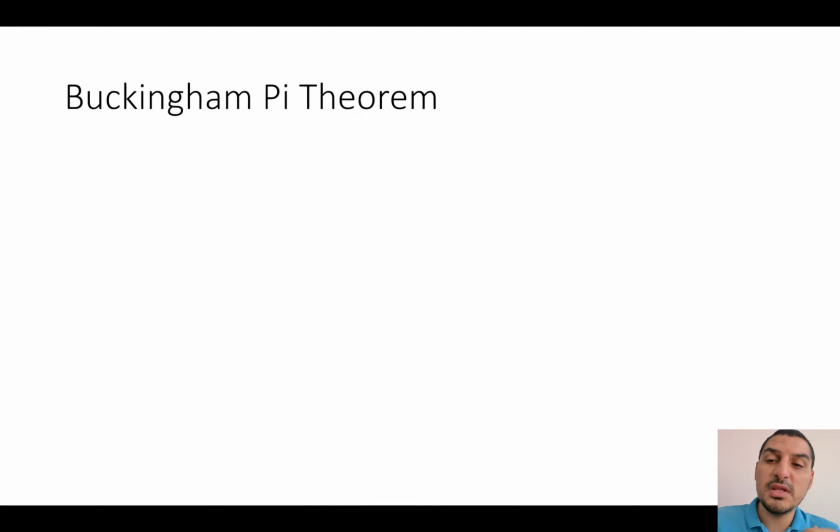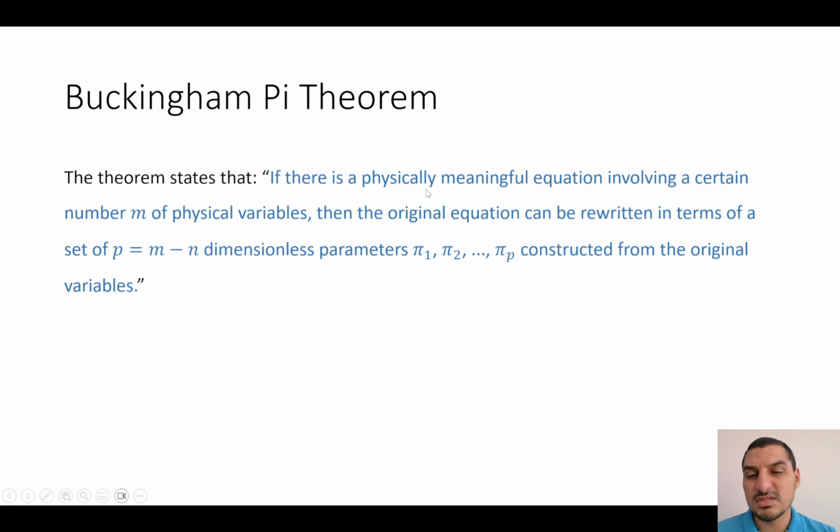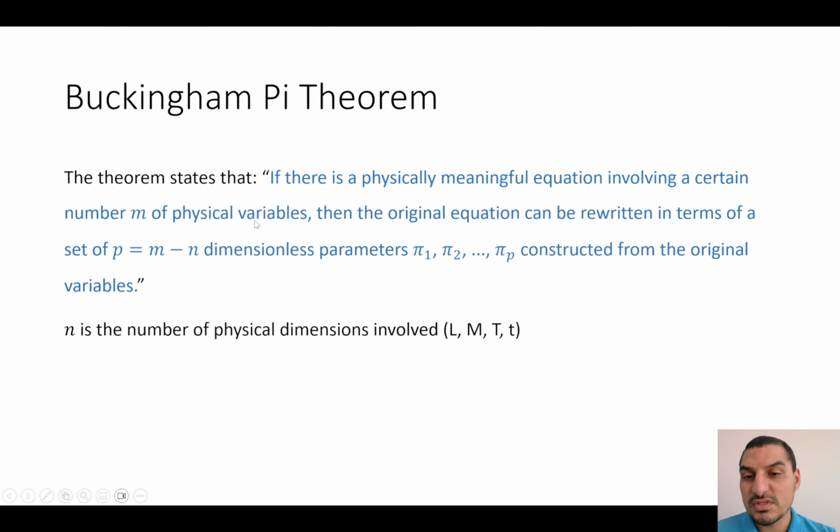There are many methods that are used to develop these dimensionless parameters, but the one that we are going to discuss is called the Buckingham pi theorem. Buckingham pi theorem states that if there is a physically meaningful equation, so this is important, it's not just any random variables that will be grouped into dimensionless numbers or dimensionless groups. It has to be parameters that are part of a physically meaningful equation that has a number of m physical variables.